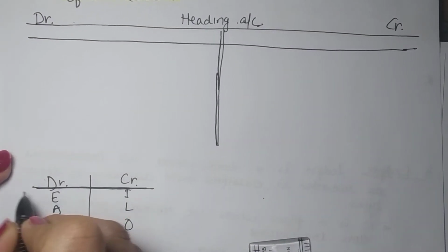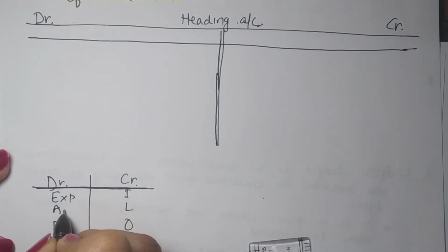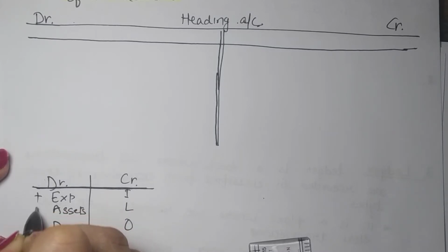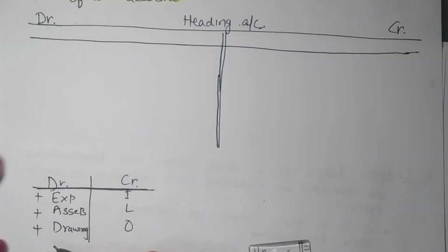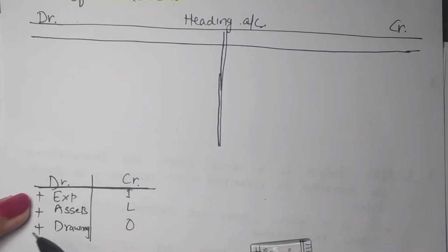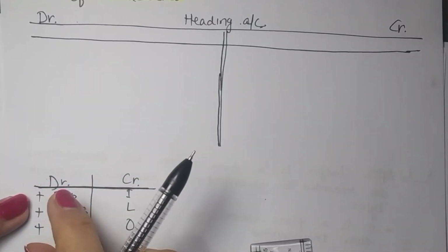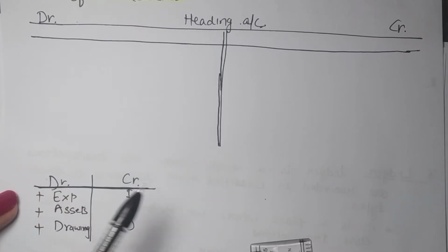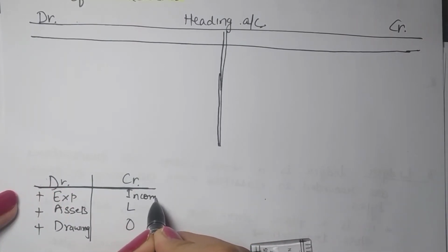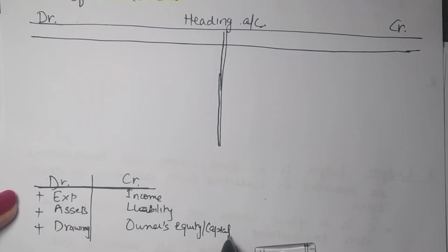Secondly, these are the positives of expense, A for assets, D for drawings. So you have positives here. So you can remember through this phrase that whenever expense, asset or drawing, they are positive, they are increasing. If something increases, these are to be debited. And this is income, liability, and owner's equity, that is his capital. So this is the positive on the credit side.